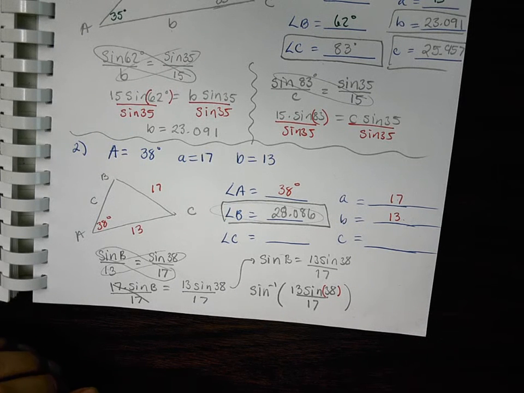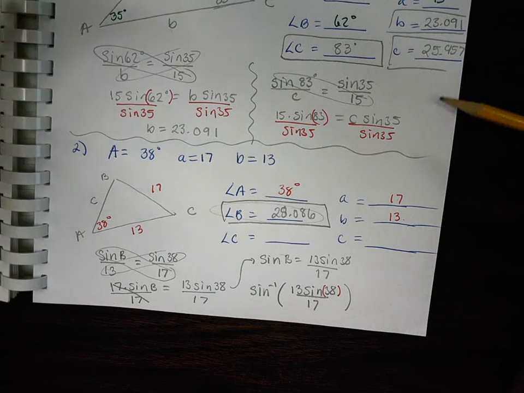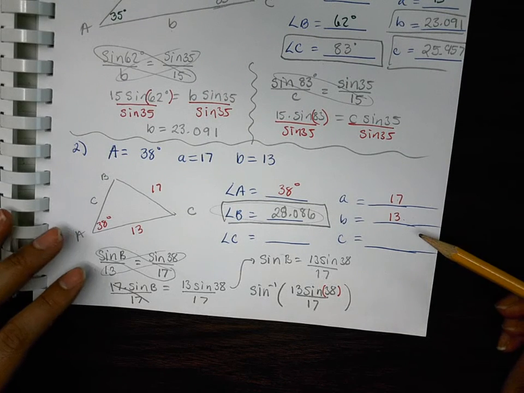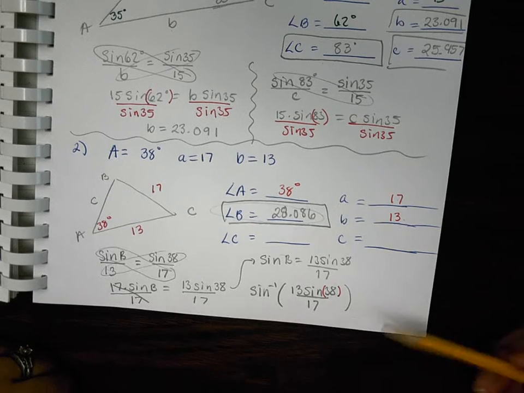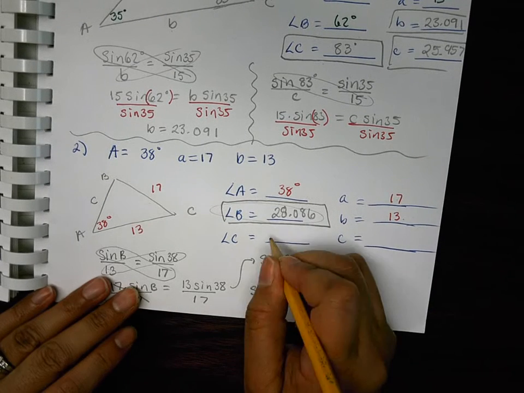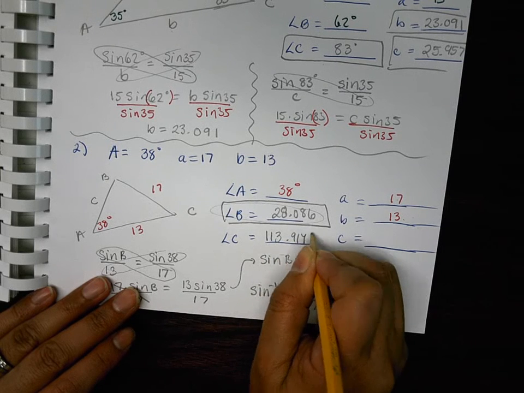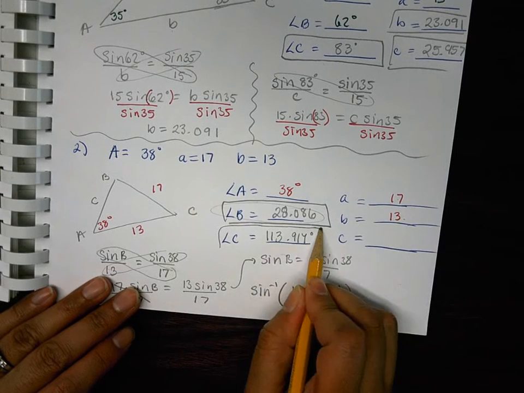All right, so we saw one really quick, one where we're looking for sides because we know all our angles, and one where we have to find the angle. And don't forget, when you're looking for an angle, you use your inverse key. And anybody find it? What was it? 113.914? Okay.